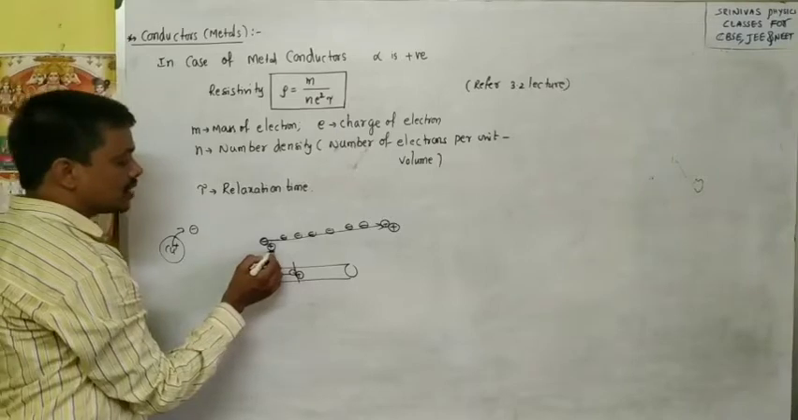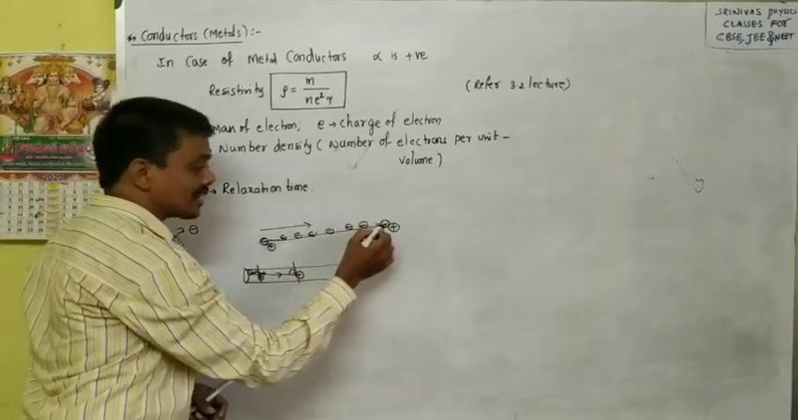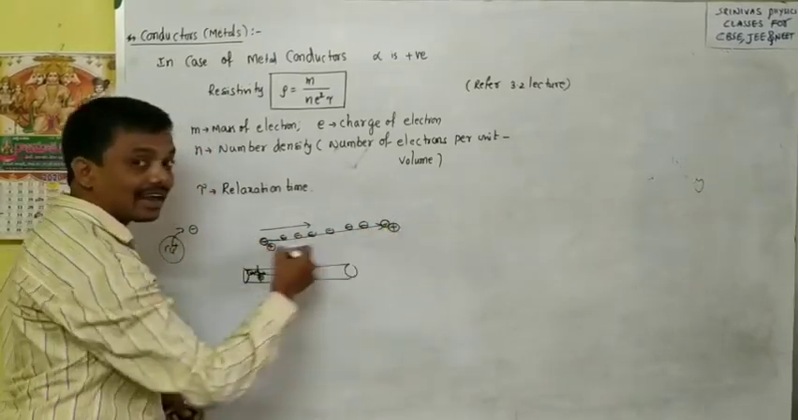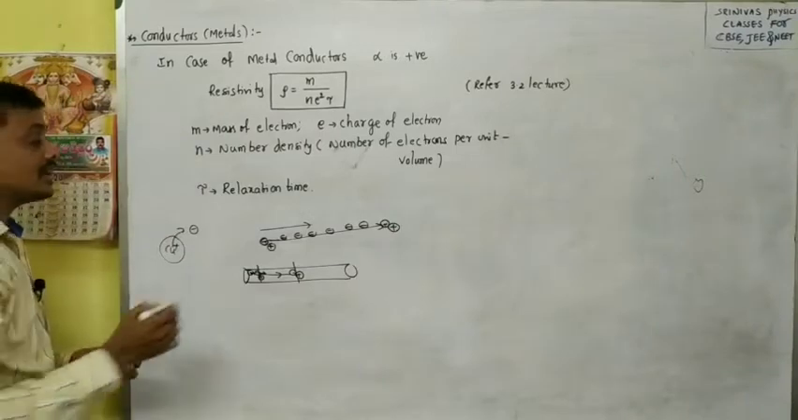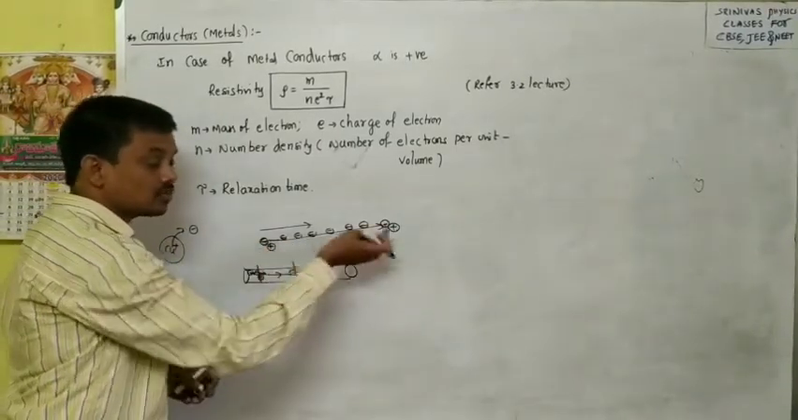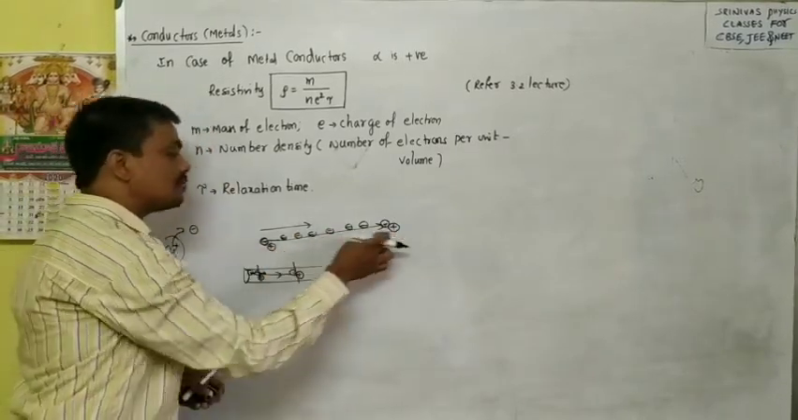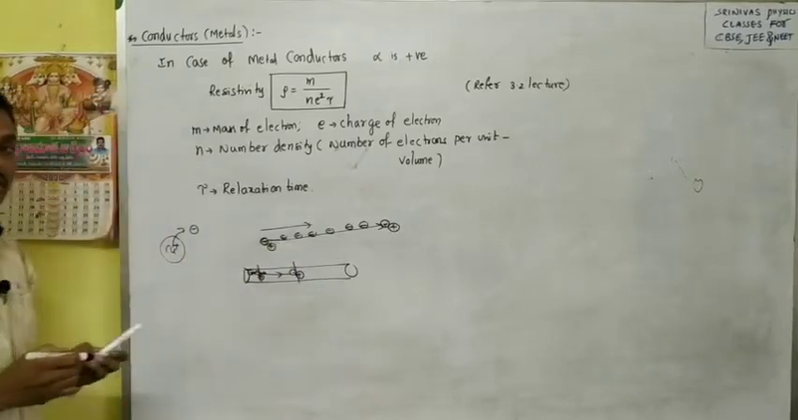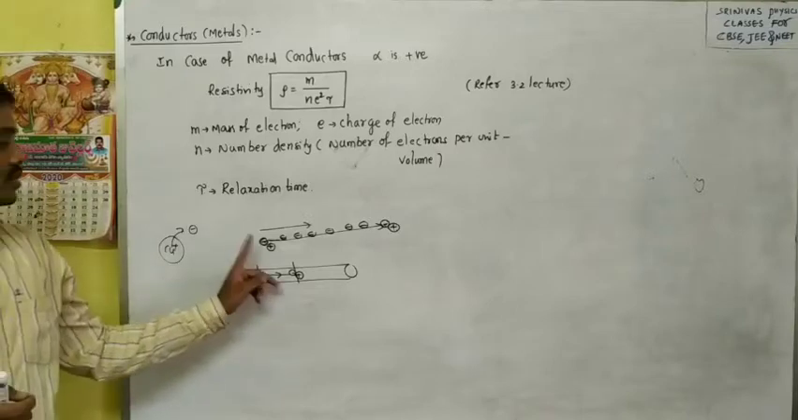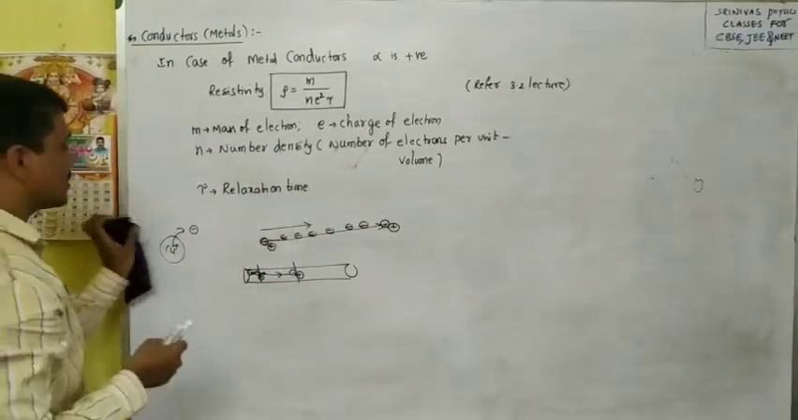Here the electron collides with a positive ion. Where does the next collision occur? Here. From here to here there is no collision. The electron travels freely, relaxedly, without any collision. That is the time gap between two successive collisions. Here the electron collided with the positive ion, and here again. The time interval between these two positions, between successive collisions of electrons with the positive ions, is called the relaxation time, which we already discussed.